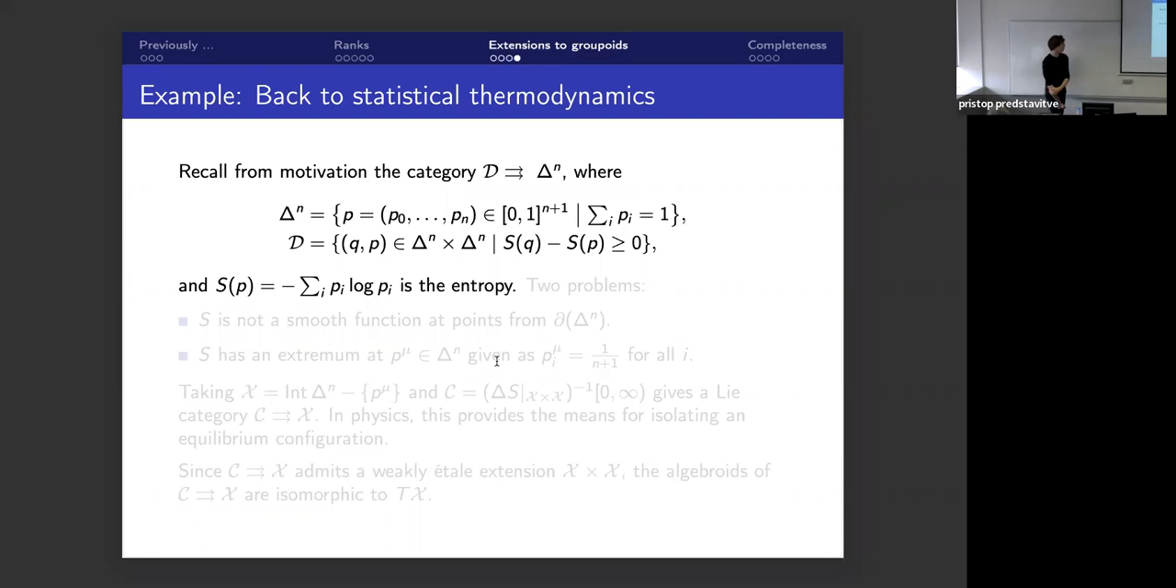And so how do we make a category out of this? Well, you just take all of the pairs such that the entropy of the final state is going to be bigger or equal to the entropy of the initial state.